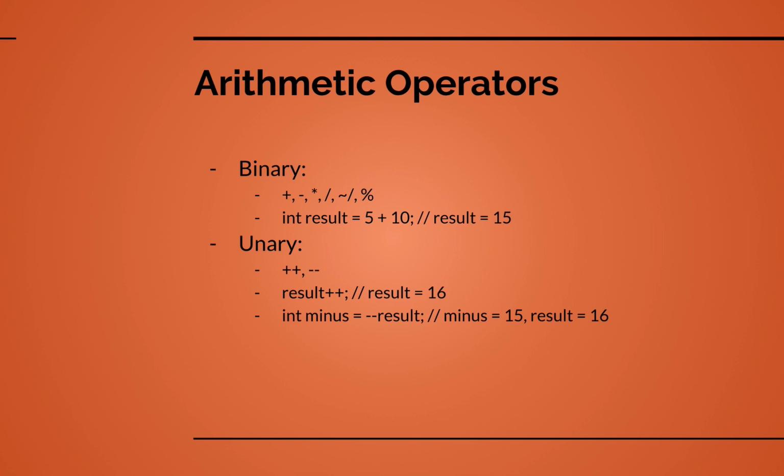So the unary arithmetic operators actually only require one number. Now, either they modify that number or that variable, or they return a result that would be the modification of that variable.